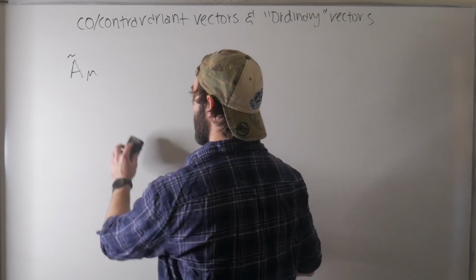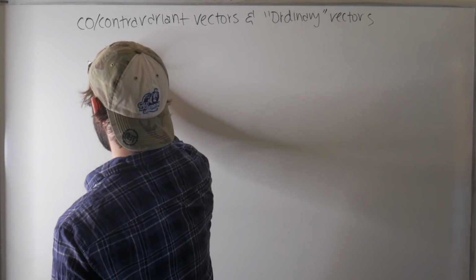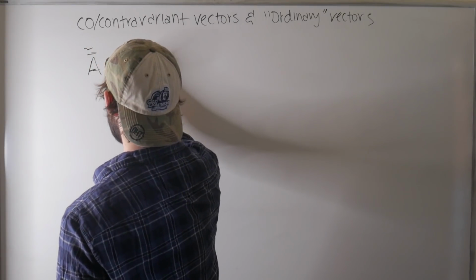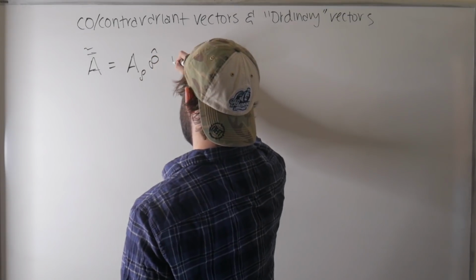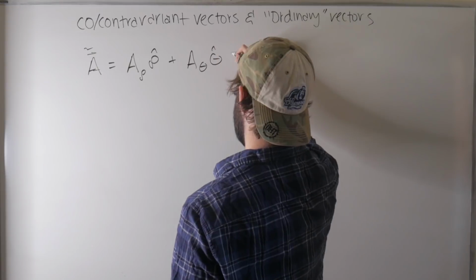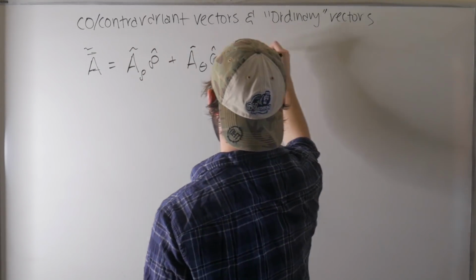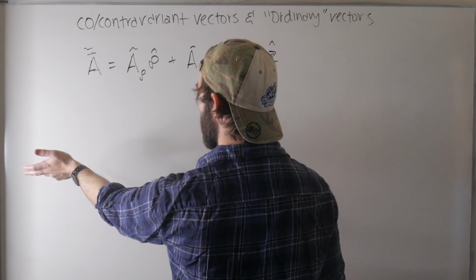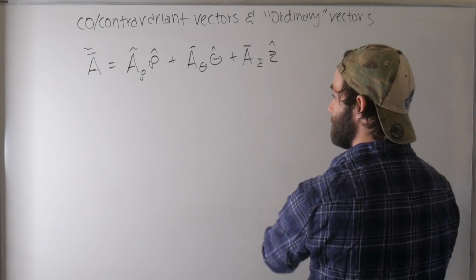So if I were to write my A tilde vector in, say, cylindrical coordinates, this would be A tilde is equal to A tilde rho ρ-hat, plus A tilde theta θ-hat, plus A tilde z z-hat. So that's what these A sub mu tildes mean. It's just the coefficient attached to these basis vectors.